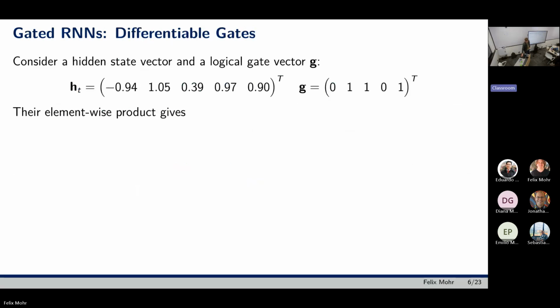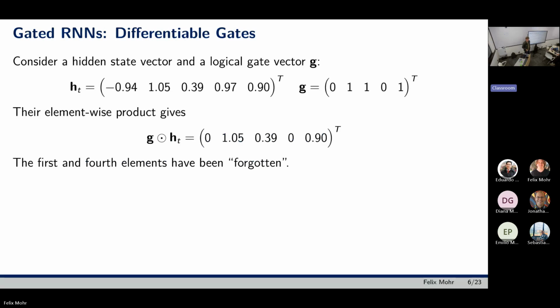Okay, so let's have an example. This is now the first time in the course that you can do something with pen and paper. So let's say that the previous hidden state is this one, and we have this gate here. So what would be the updated state if we just multiply it like this? 0, 1, 1, 0.5. The rest of the form elements are 0. And the rest is retained. Yeah, exactly. So here, the first and the fourth element is forgotten.